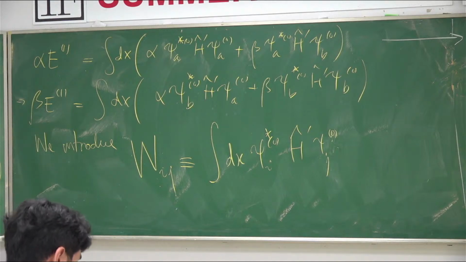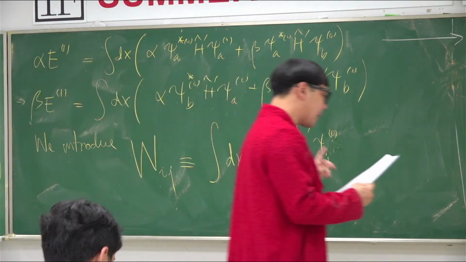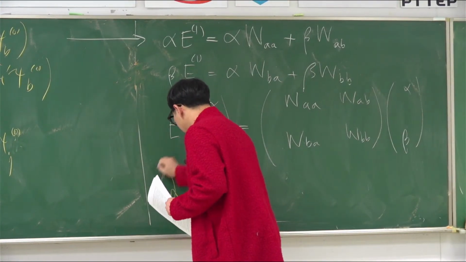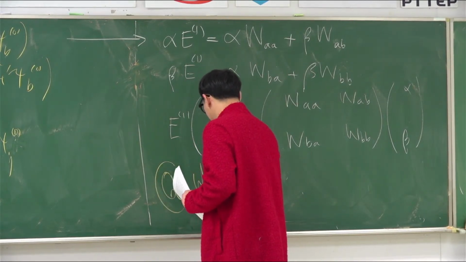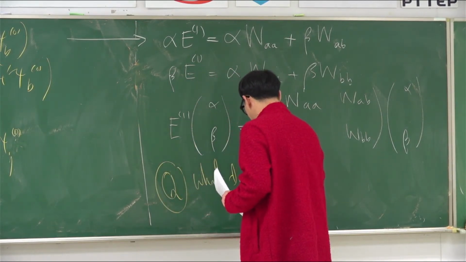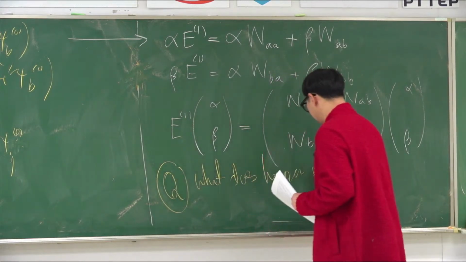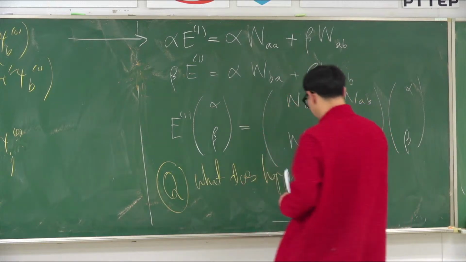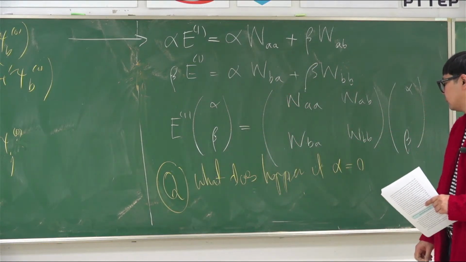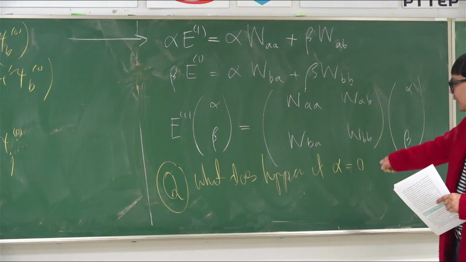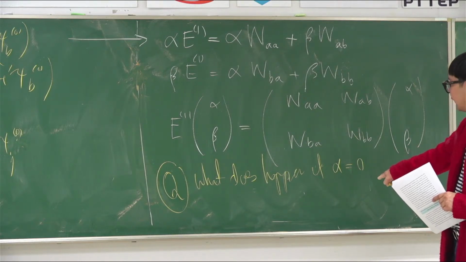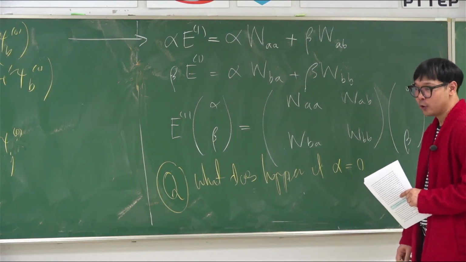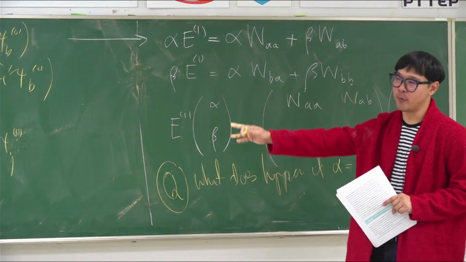So the question is, what happened? What does happen if you set alpha to be 0? It means that now there is no degeneracy anymore. You should get everything back to the previous case.